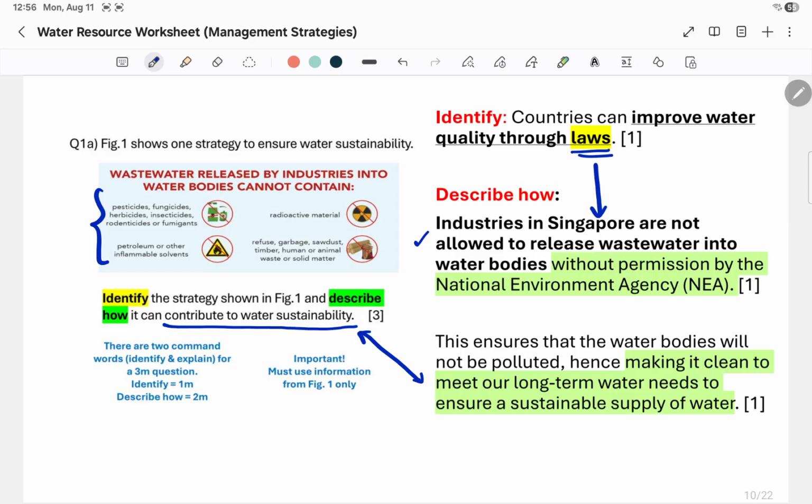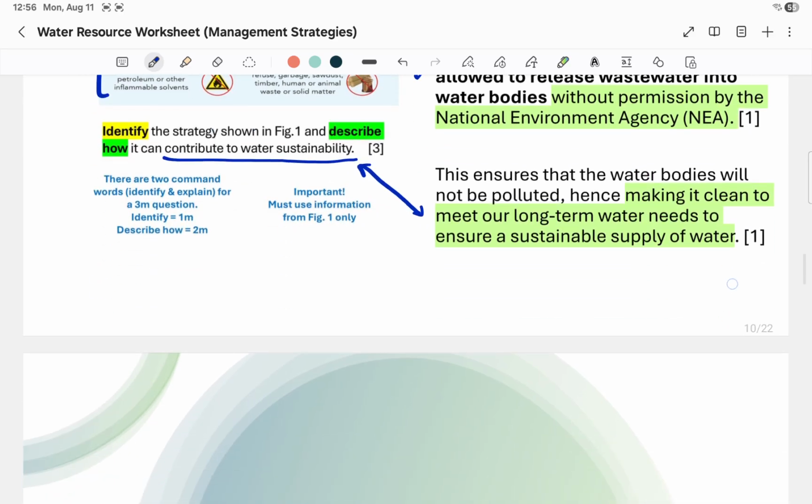Okay, I know I'm going quite quickly, so please pause me if you need to, or you can slow down the playback speed so that you can catch what I'm saying more easily. Okay, so this is for question 1A. Let's look at the next question.